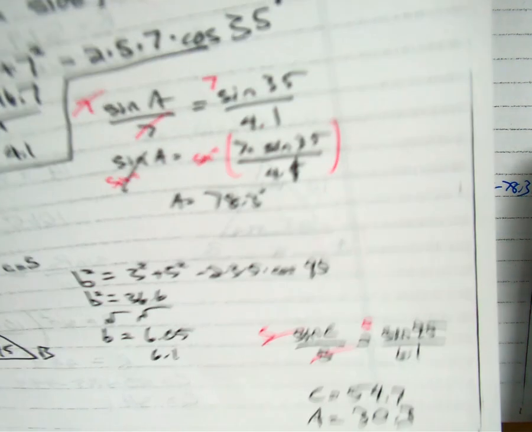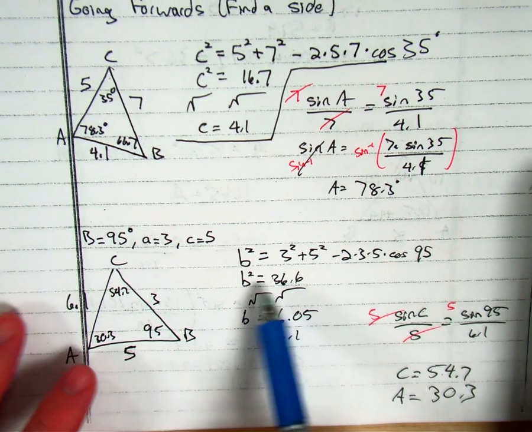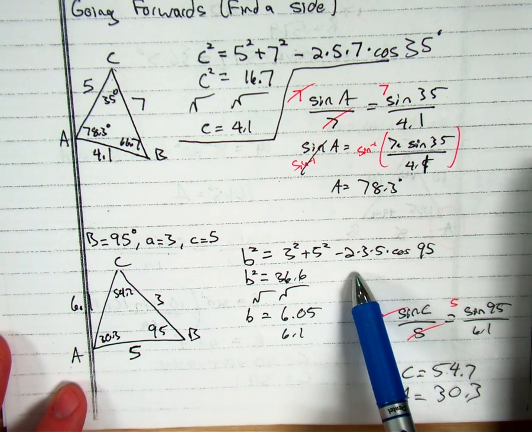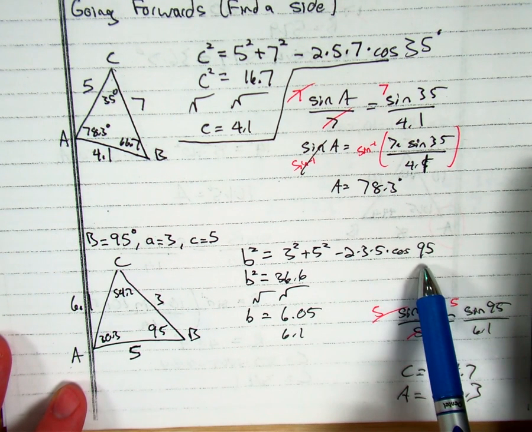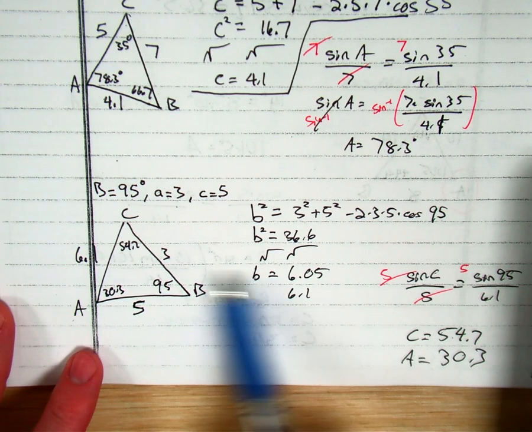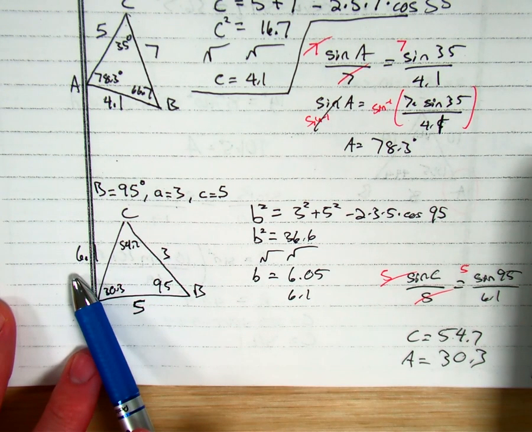All right, welcome back. Okay, we should have b squared equals 3 squared plus 5 squared minus 2 times 3 times 5 times the cosine of 95. And we should be getting 6.05 or 6.1 over there for b.